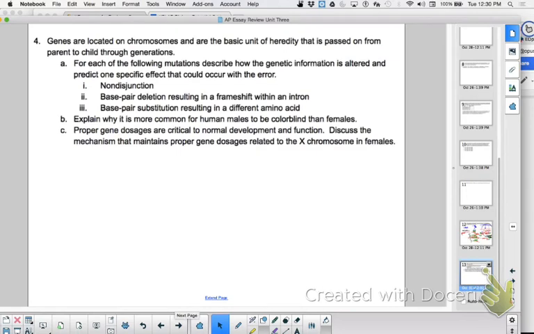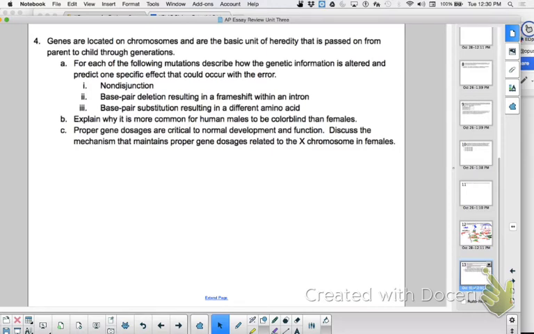Genes are located on chromosomes and are the basic unit of heredity that is passed from parent to child through generations. Can we accept that fact? Okay. So for each of the following mutations, describe how the genetic information is altered and predict one specific effect that could occur with that error. Okay, so let's think about the first error, nondisjunction.